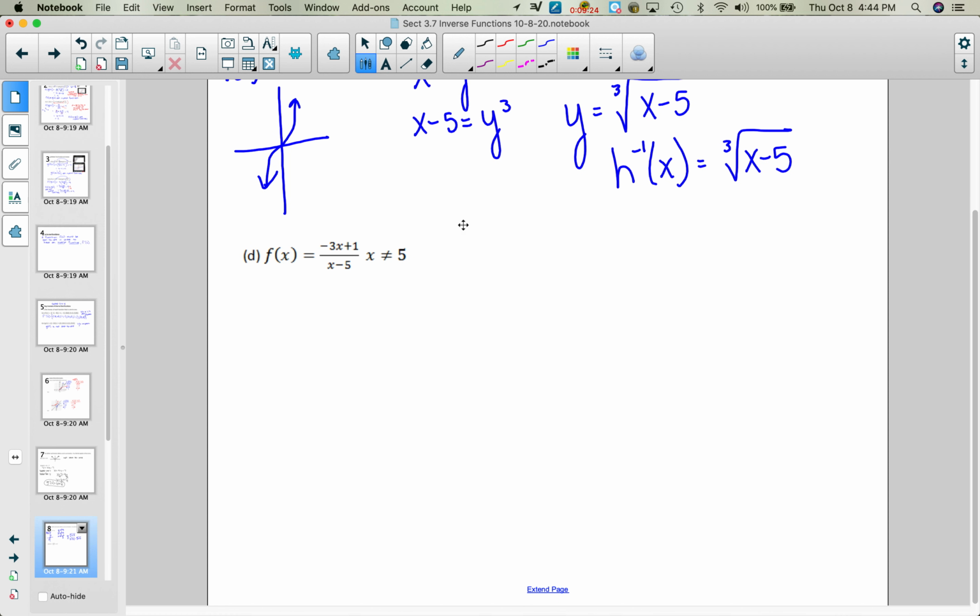Okay, on the next one, this one's going to be a little bit more complicated with the math you have to do. Now, think about why they said x can't equal 5: because then it's not part of the domain, since you'd be dividing by 0. We're going to start the same way. I'm going to say y equals (negative 3x plus 1) over (x minus 5). And I'm going to swap x and y's. Notice there's two places where x's are. So I'm going to have x equals (negative 3y plus 1) over (y minus 5). What I want to do next is get rid of the fraction, so I'm going to multiply both sides by y minus 5.